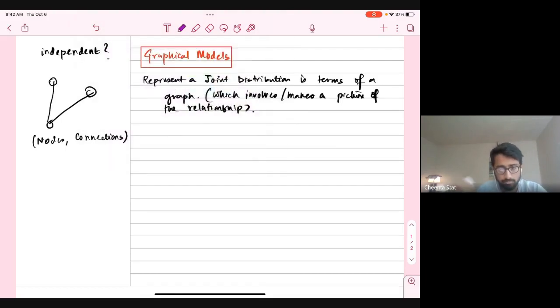It's very simple. If X influences Y, we write like this. If Y is dependent on X, we write like this. If X is dependent on Y, then we write like this. If both X and Y are dependent on each other, we write like this.